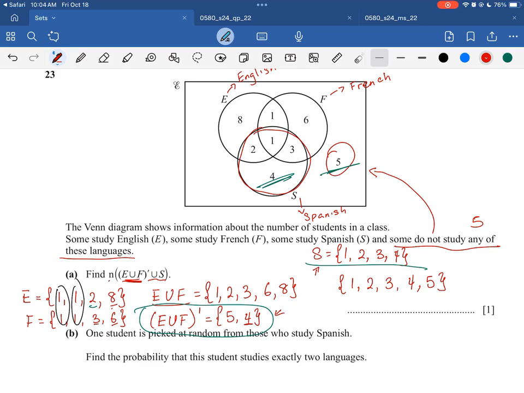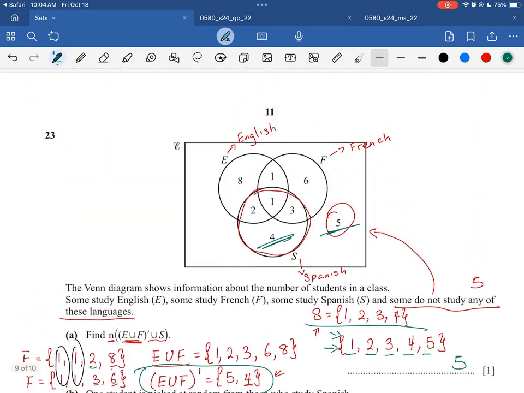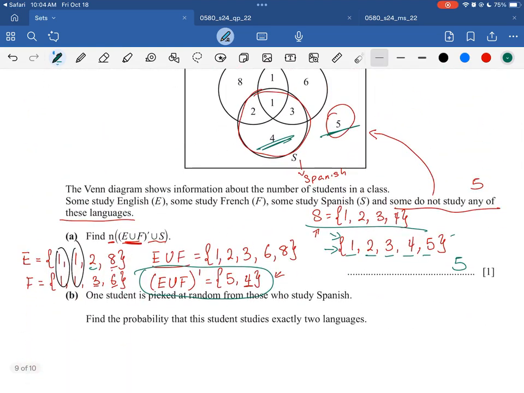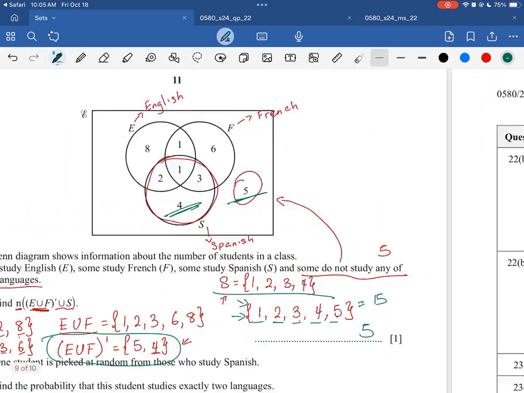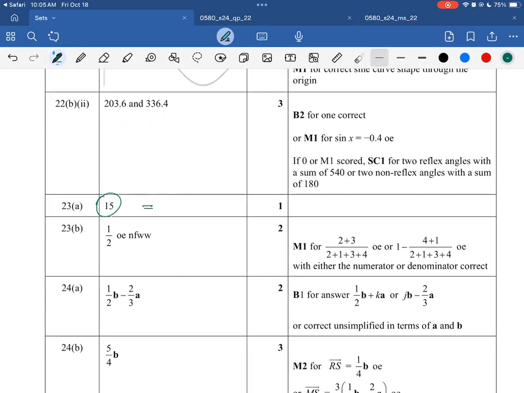Now n, like I said before, is the number of elements. Now how many elements are in this little set here? 1, 2, 3, 4, 5. So the answer here should be 5. Like my argument before, when you look at the mark scheme, you would see that they added this together to give you 8, 10, 14, 15. However, I still believe that this is not the case. This should be 5.